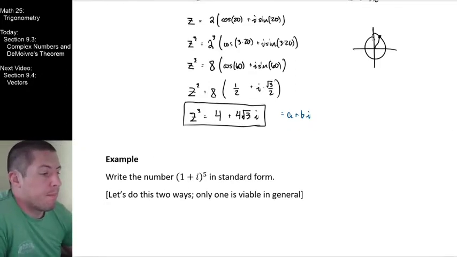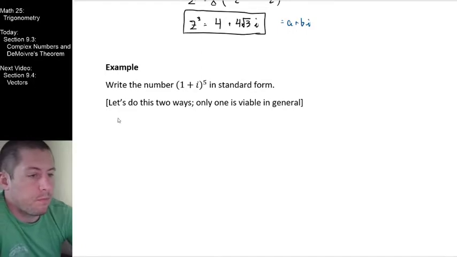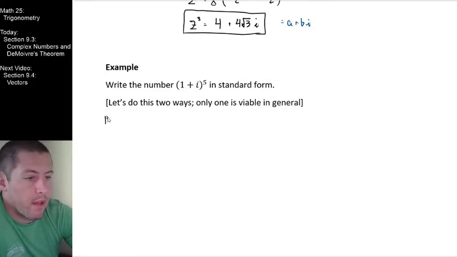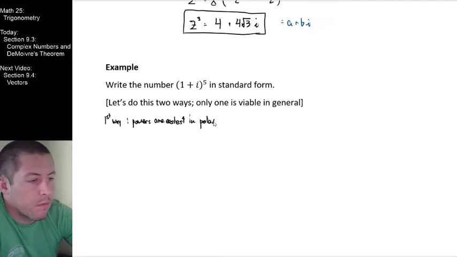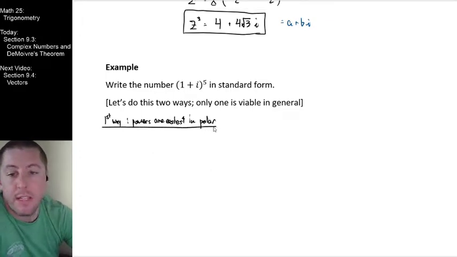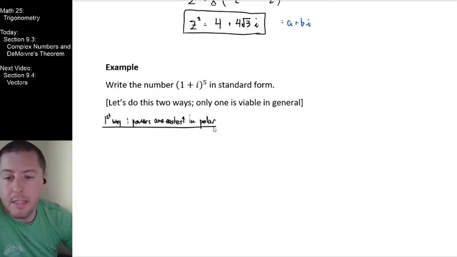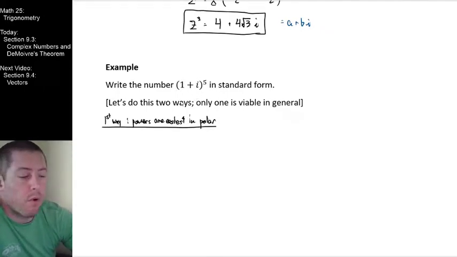So, let's do this first way. Powers are easiest in polar. This is our first route to our solution right here. So let's go ahead and do this first way to say, listen, I'm telling you, it is going to be easiest to do arithmetic with complex numbers if they're in polar form first. So let's identify r.